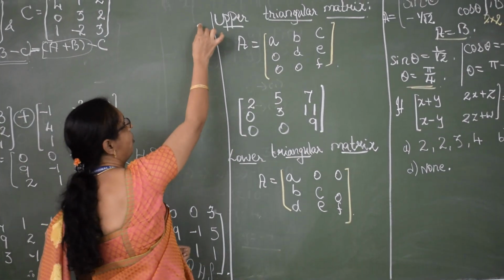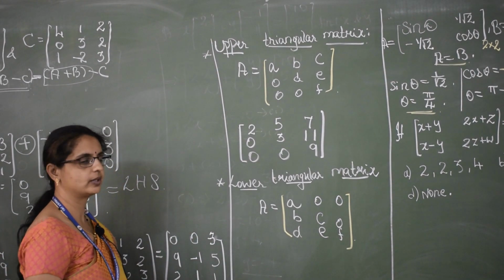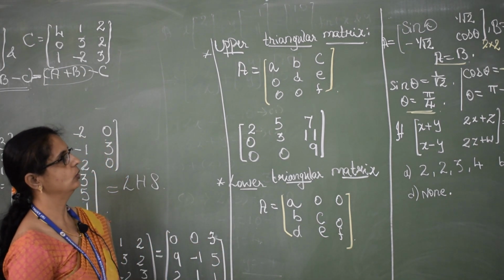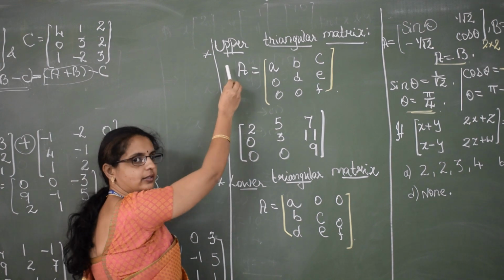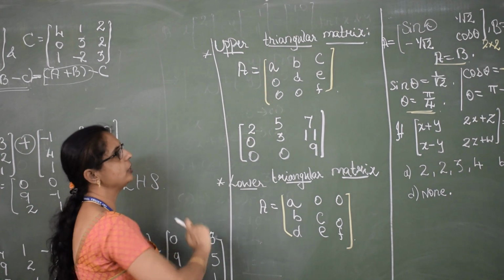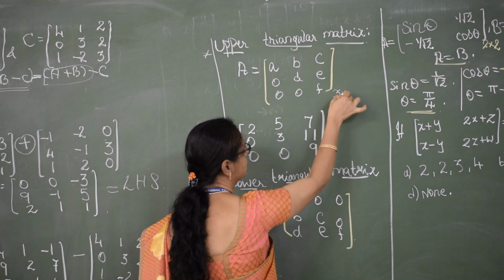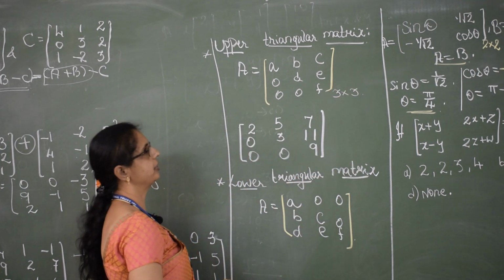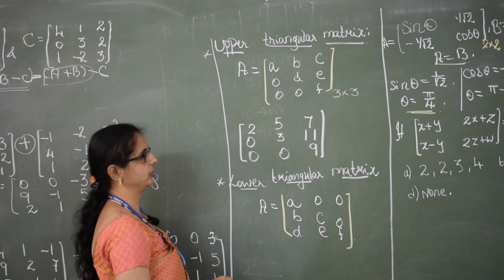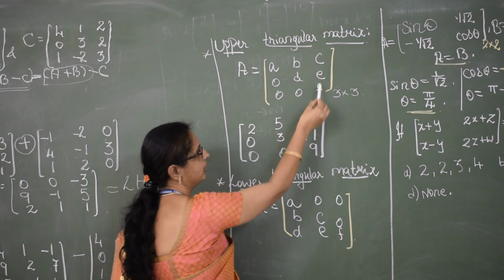This is one of the points that will help us to solve the objective problems which are not directly considered in our theory part. Which are those? Upper triangular matrix, and the second point is lower triangular matrix. Coming to upper triangular matrix, I have just written a general 3 cross 3 matrix of upper triangular type. Since it is a 3 cross 3 matrix, it must contain totally 3 rows and 3 columns.